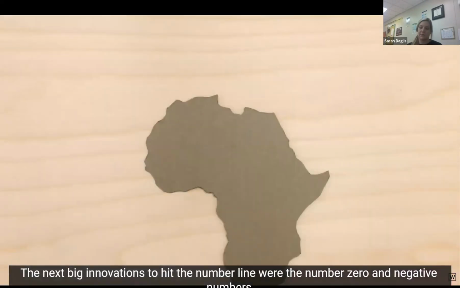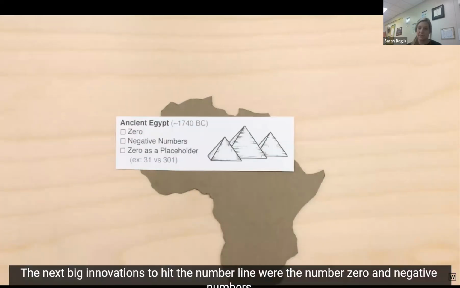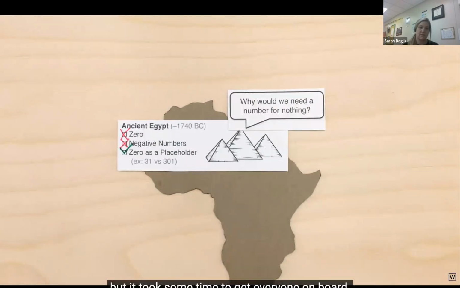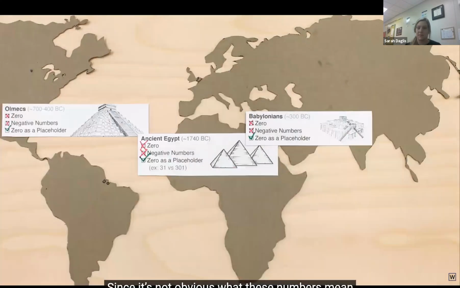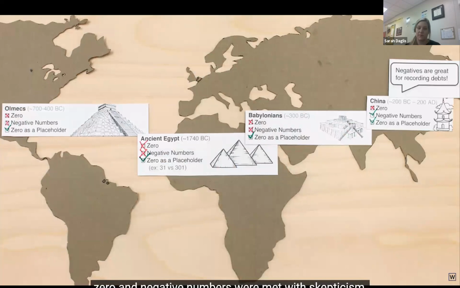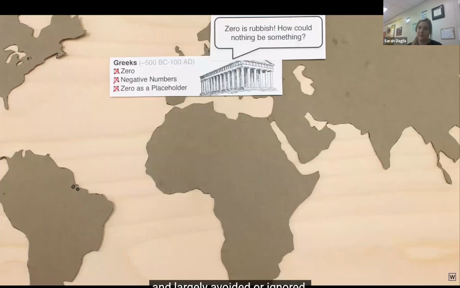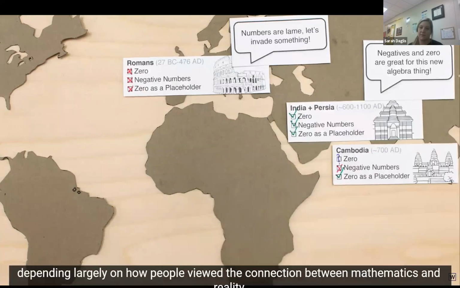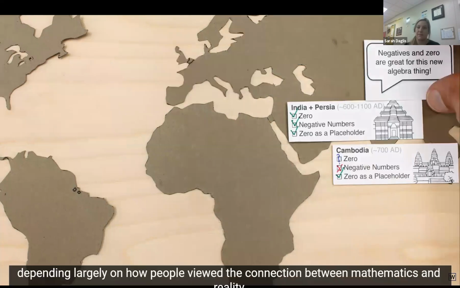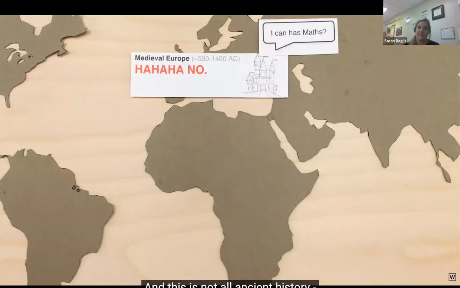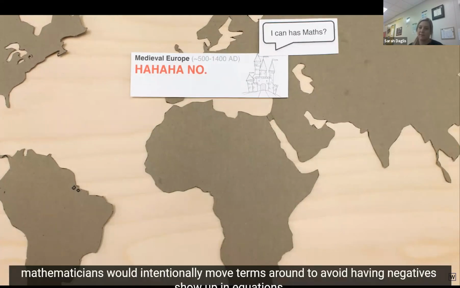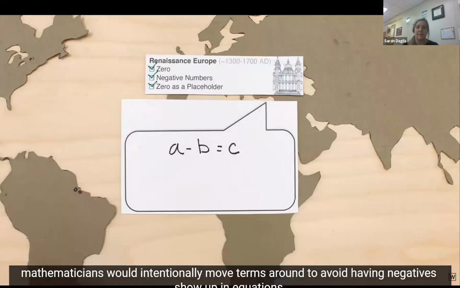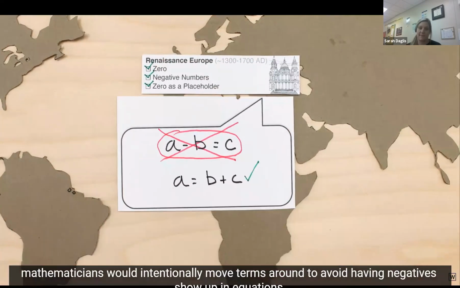The next big innovations to hit the number line were the numbers 0 and negative numbers, but it took some time to get everyone on board. Since it's not obvious what these numbers mean or how they fit into the real world, 0 and negative numbers were met with skepticism and largely avoided or ignored. Some cultures were more suspicious than others, depending largely on how people viewed the connection between mathematics and reality. And this is not all ancient history. Just a few centuries ago, mathematicians would intentionally move terms around to avoid having negatives show up in their equations.